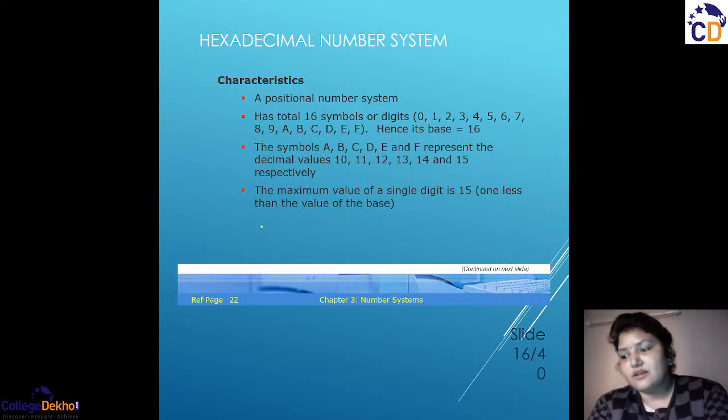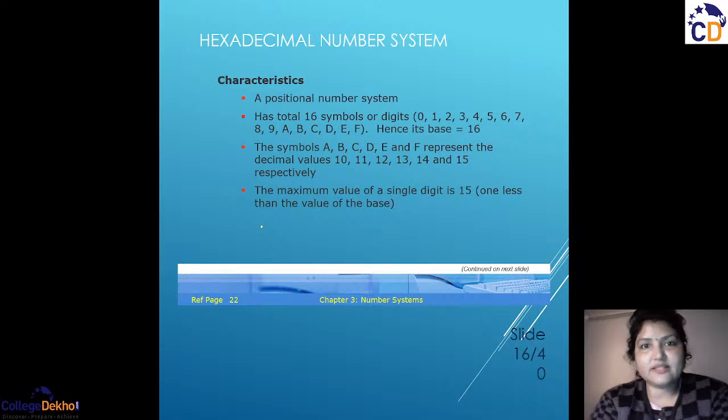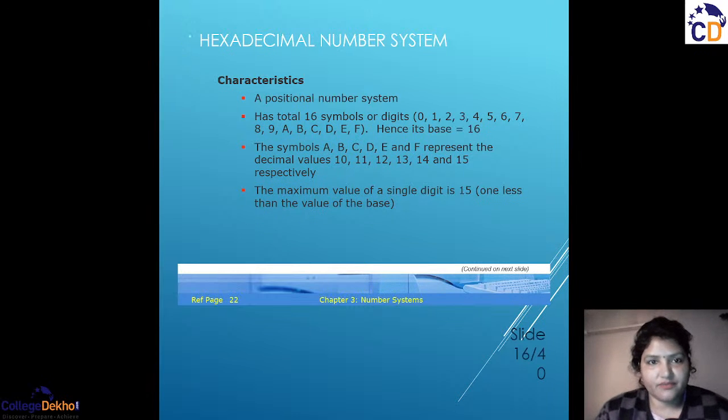Let us complete the last one also, that is the hexadecimal number system. This hexadecimal number system is again a positional number system, right? We don't have a non-positional kind of thing, and we can perform operations on it. It has a total of 16 symbols or digits, right? That ranges from 0 to 9, and then from A to F for representation of any digit.